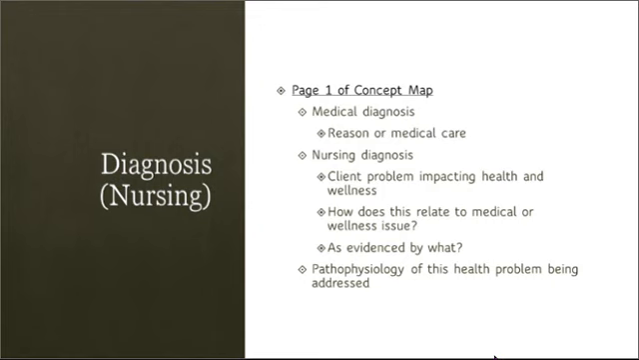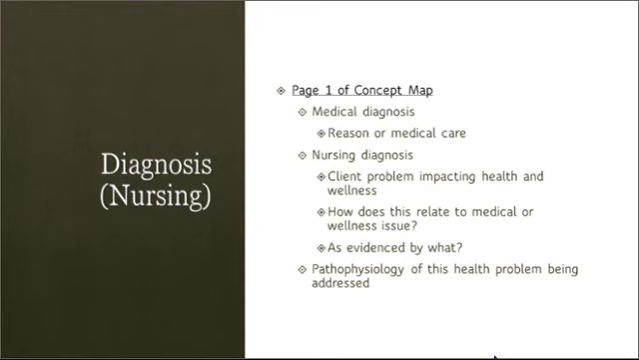Then that arrow on your concept map goes over to client problem related to alteration in health. So this alteration in health is what sent them into the hospital, the nursing home, the rehab, the home health, the clinic, whatever your work setting is. So you as a nurse, what is your client's problem that's impacting their health or wellness? How does this relate to the medical or wellness issue? And what is it evidenced by?